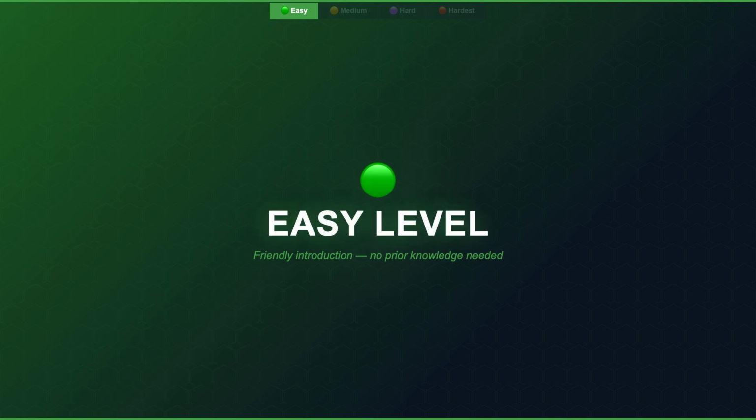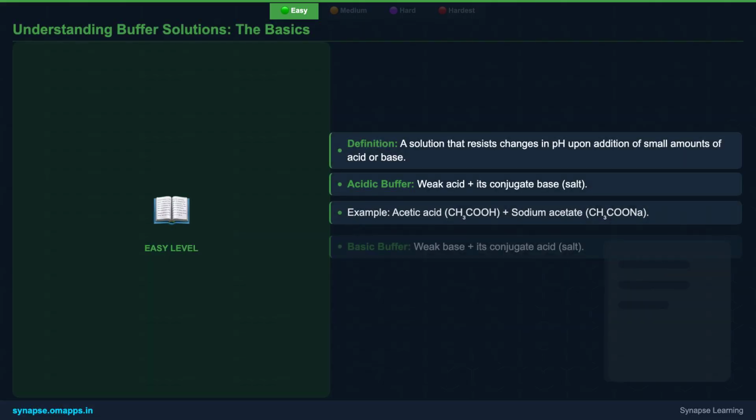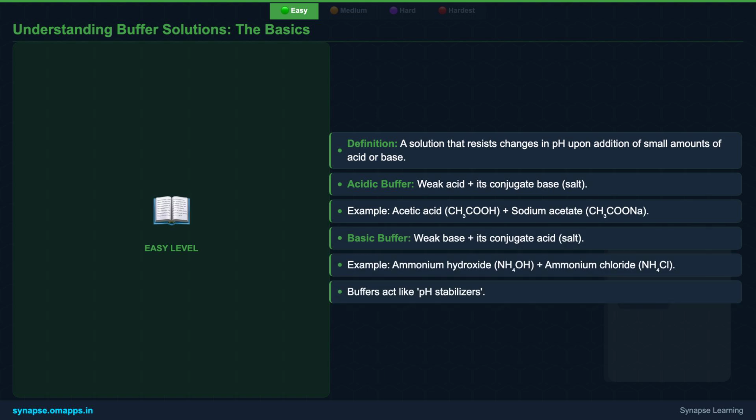Let's start our journey at the easy level, understanding the basics of what buffer solutions are and why they are so special. On this slide, we'll define a buffer solution as a chemical superhero that resists changes in pH when small amounts of acid or base are added. Think of it like a shock absorber for pH.